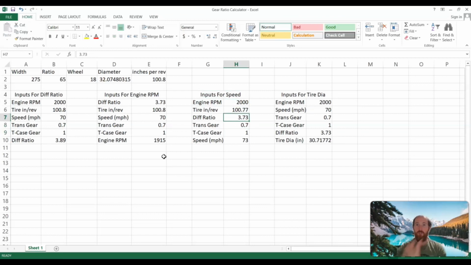Anyway, and then, well, inputs for speed. I just switched the same equation around and said, hey, if I have at 2000 RPMs, if I have the same tires on it, right? My speed would be 73 miles an hour. Okay, well, what if I don't know my tire diameter? Let's say I know my engine RPM. I know my speed. I want to go 70 mile an hour. What if I want to go 75 mile an hour at 2000 RPM? And my trans gear and my diff ratio.